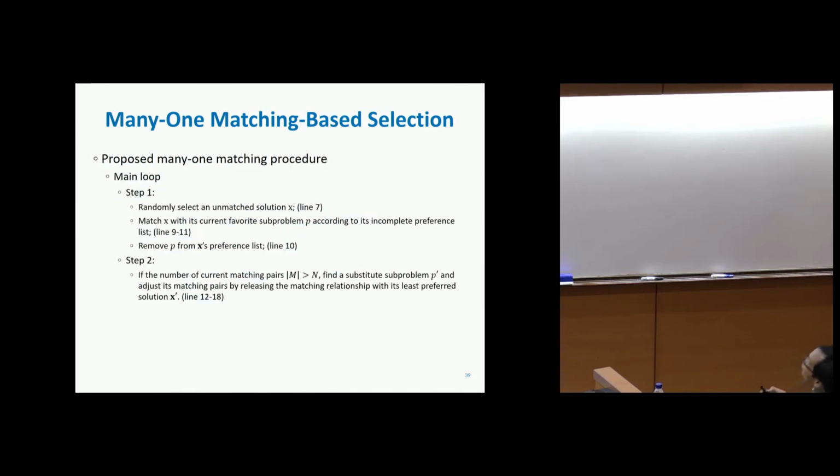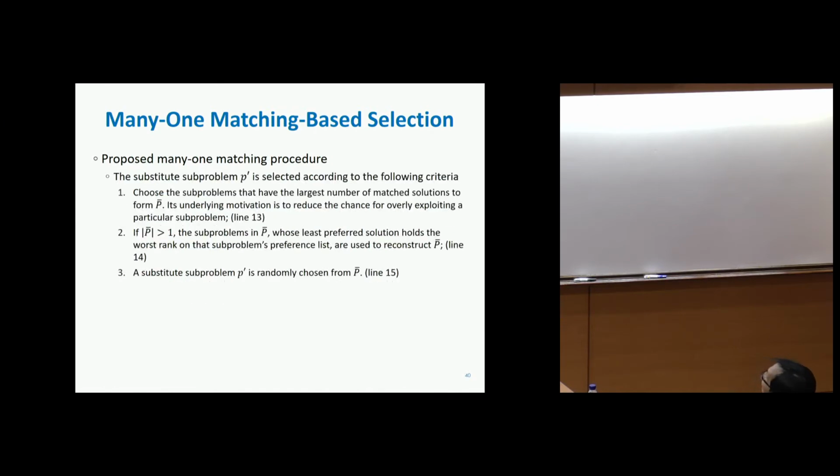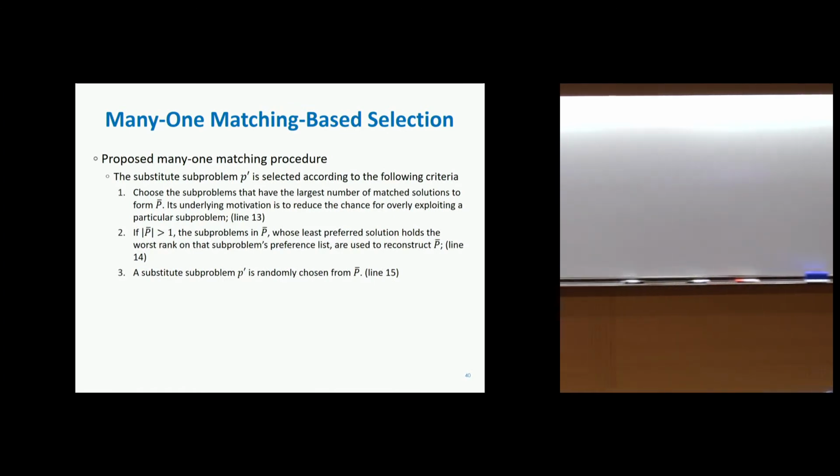So this is the implementation. In the first step, we randomly assign the unmatched solutions to their favorite subproblems. Then in step 2, we remove the problem from the X preference list. If the number of solutions assigned to a subproblem is greater than the quota n, then we need to find substitutions. How do we make the substitutions? If you have more assigned solutions than the quota, you have to remove one. Which one to remove? So this is the idea: we choose the subproblem that has the largest number of matched solutions.